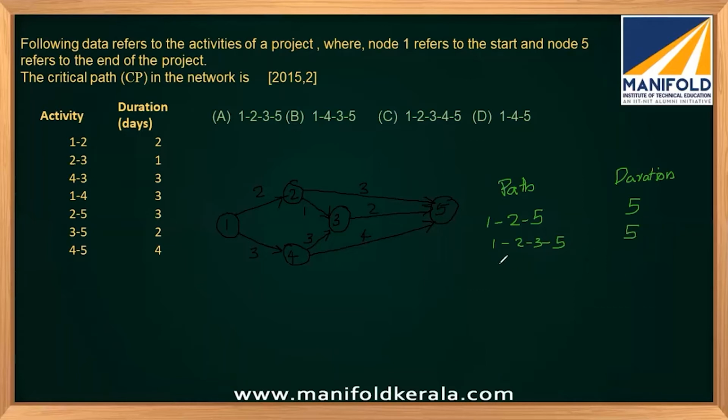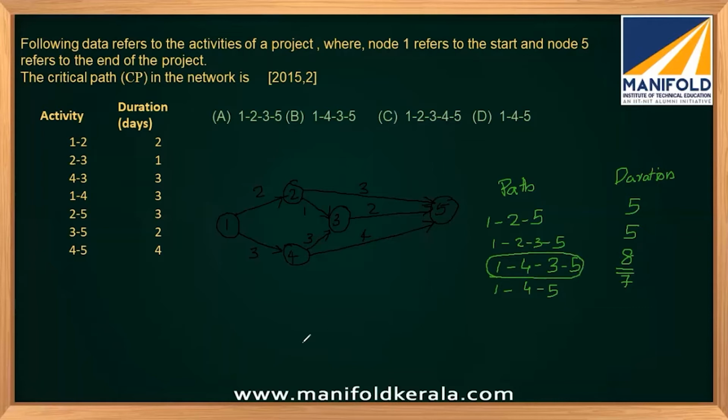Third is 1, 4, 3, 5. So 3 plus 3, which will be 6, plus 2, 8. Then 1, 4, 5, which will be 3 plus 4, which will be 7. So among these, 8 is the maximum. So this is the length of the critical path.